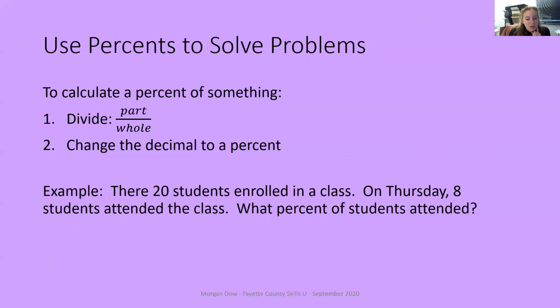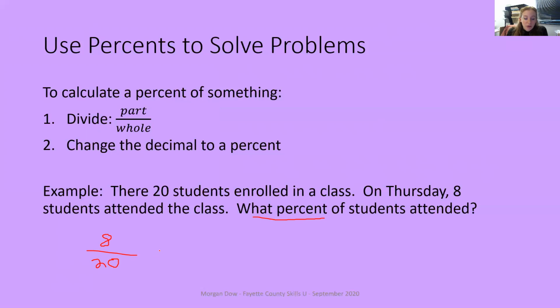So let's see with this example here what that looks like. It says there are 20 students enrolled in a class. On Thursday, 8 students attended the class. What percent of students attended? So in this situation, what is the part and what is the whole? Well, there's 20 students in the whole class. And then the part that attended was 8. So 8 out of 20.